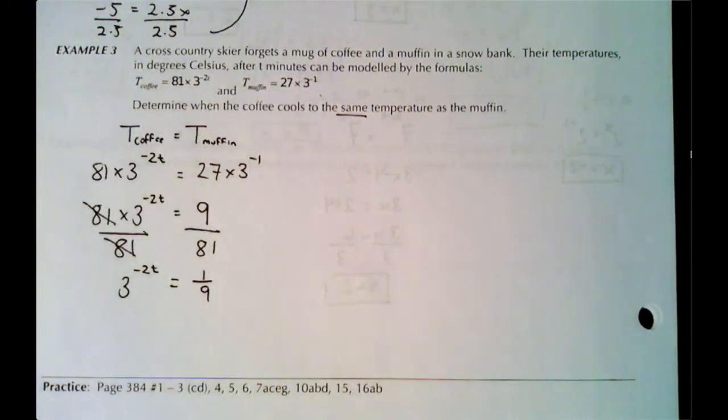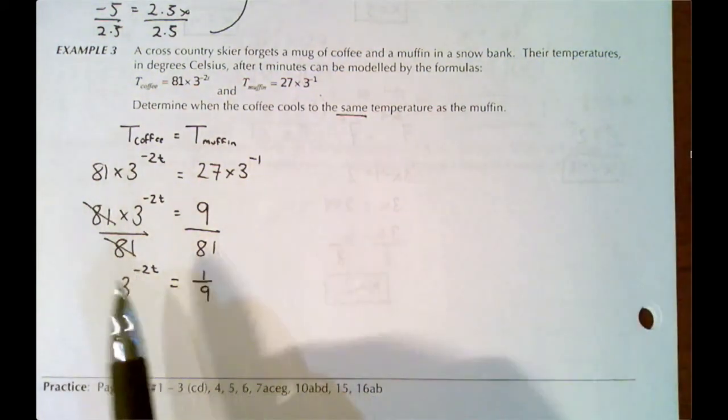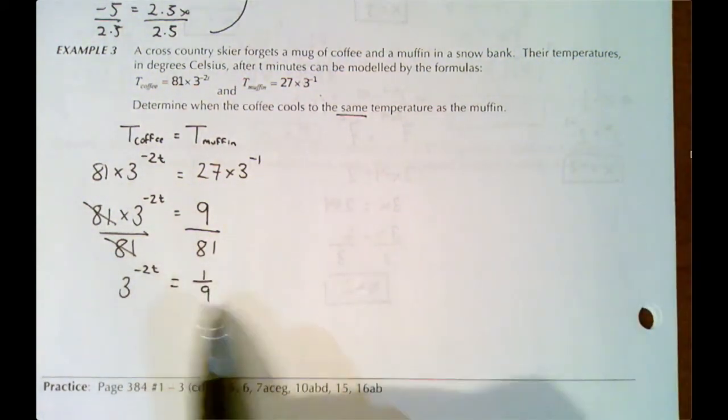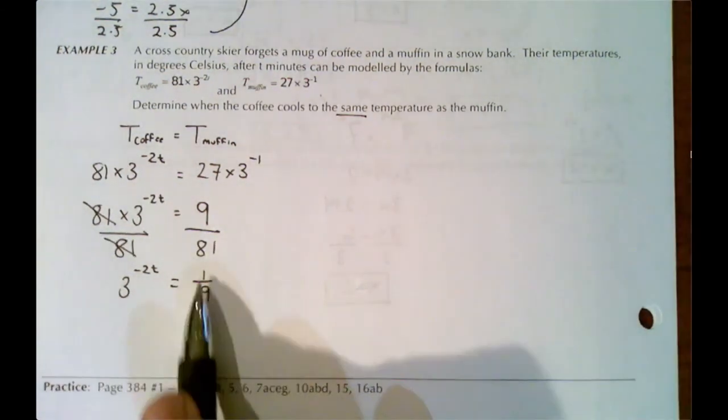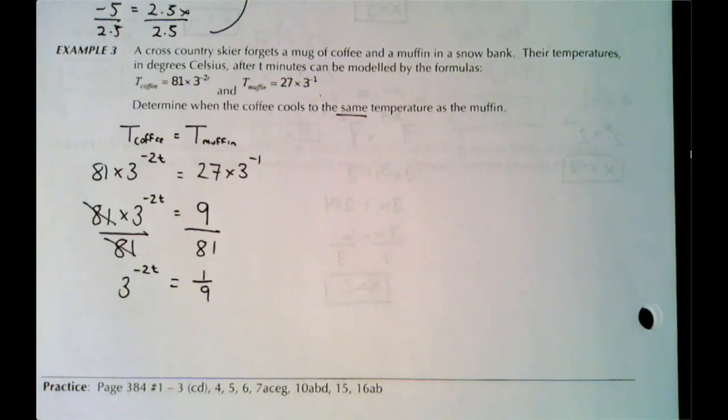Remember when I said pick the smaller base? Well, now we have 3 to the exponent negative 2t equals 1/9. If we want to solve for an exponent, we need to make the bases the same. 3 and 1/9 are not the same number. I said pick the smaller one. I suppose what I should have said was pick the smaller one when you have two whole numbers. If you have a fraction, you definitely want to pick the whole number. So we want to pick the smallest whole number for our base.